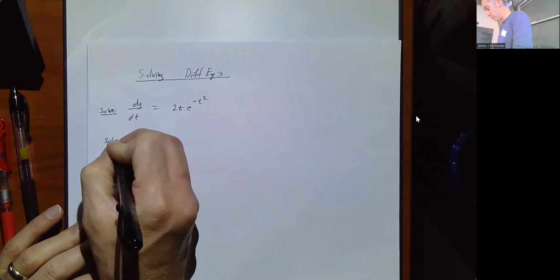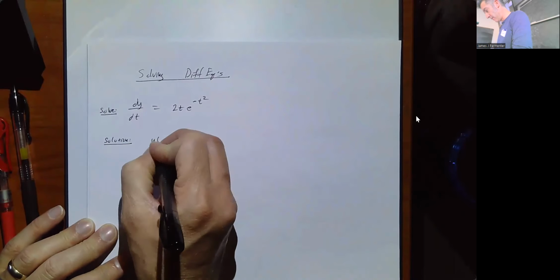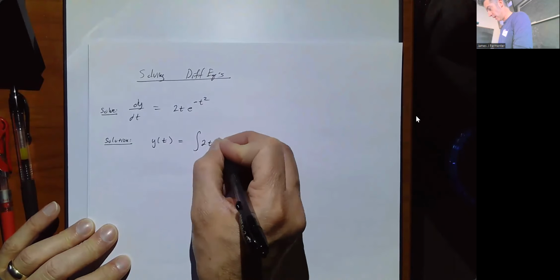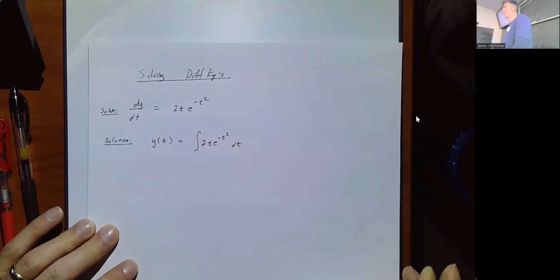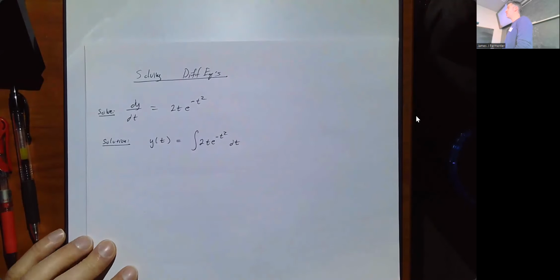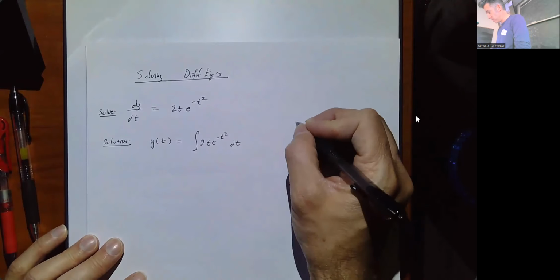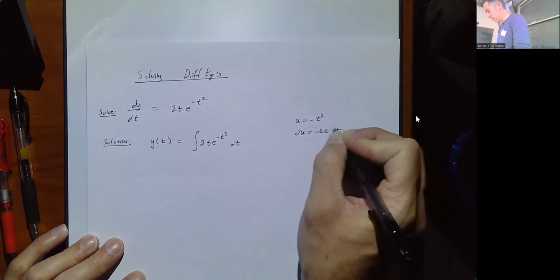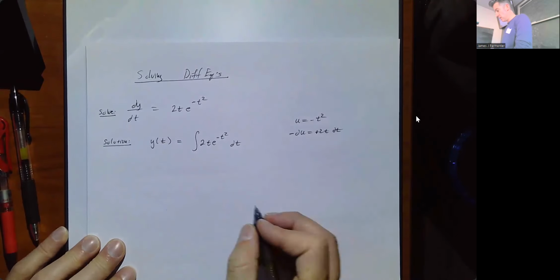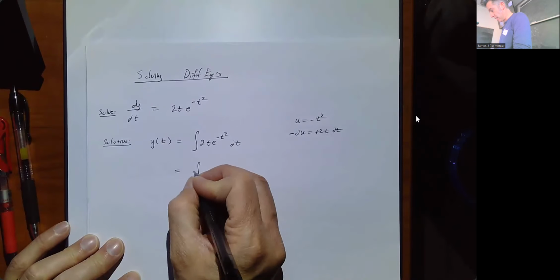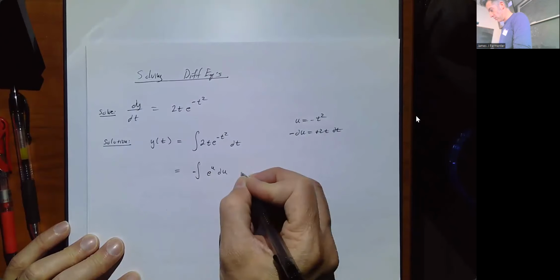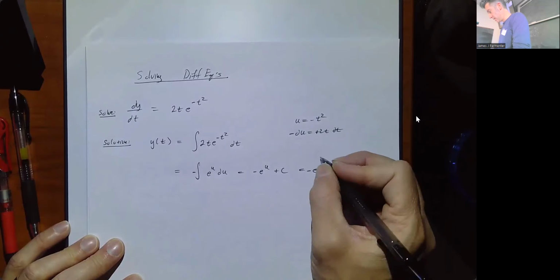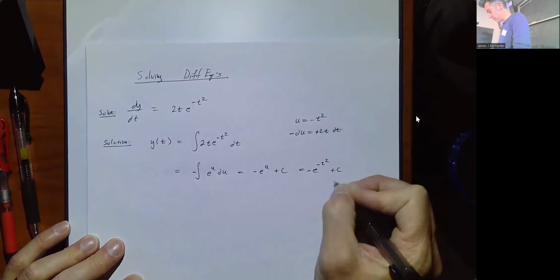The solution is that y as a function of t is equal to the antiderivative of 2t e to the negative t squared, which we could not too difficultly integrate. I would probably do a u-sub here: let u equal negative t squared. du is negative 2t dt, so negative du is positive 2t dt. So that's going to equal the integral of negative du times e to the u. You end up with negative e to the u plus c, which is negative e to the negative t squared plus c.